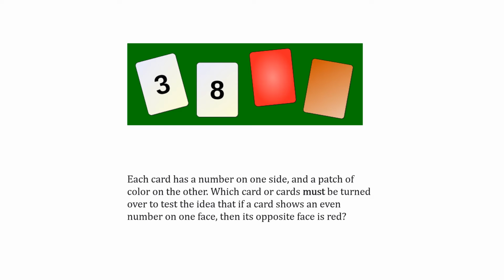Obviously you don't need to check the 3, okay, because you don't care what's on the other side. It's a question about even numbers. But you also do not need to test the red one, okay, because it says if an even number is on one side, red must be on the other. But it doesn't mean that if there's an odd number on one side, it shouldn't be red on the other. So the red card does not need to be touched. Okay, and that's the mistake that most students make.